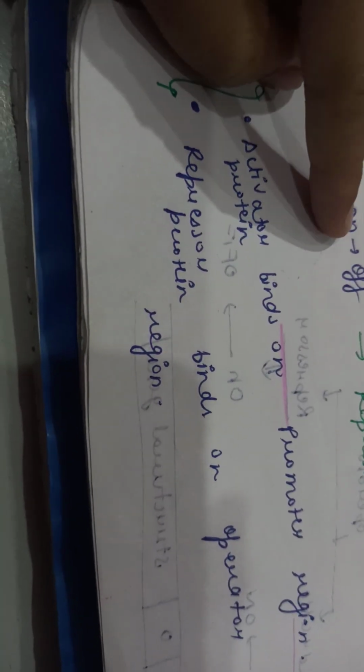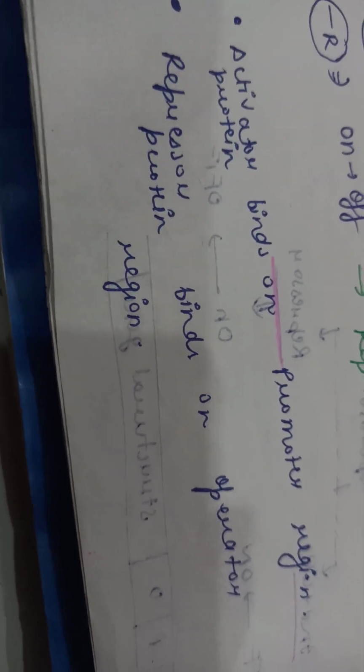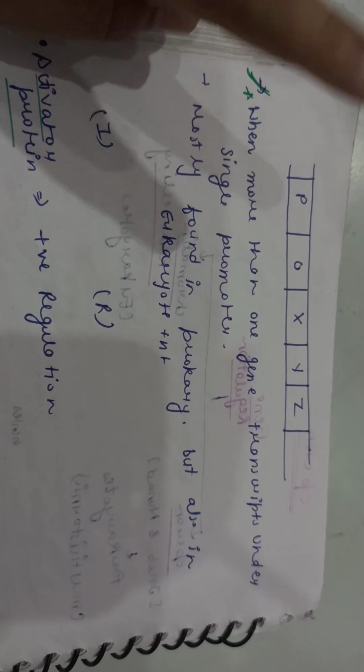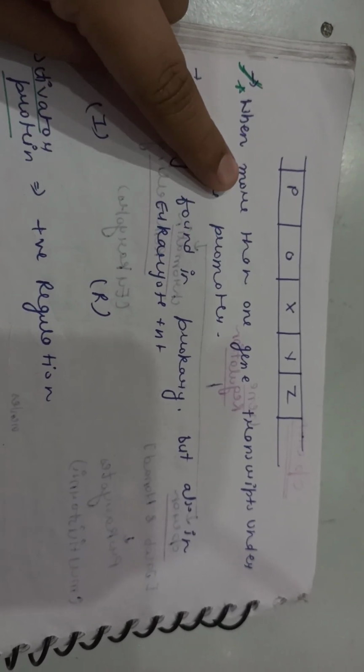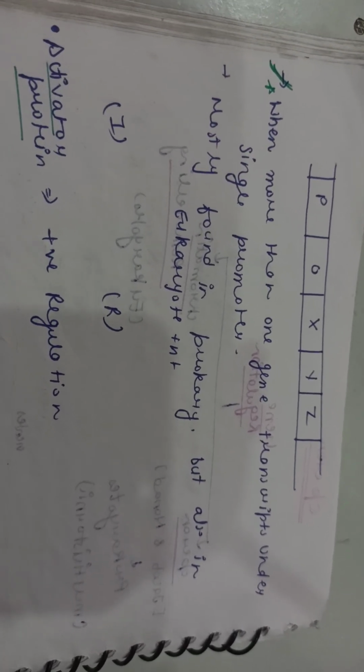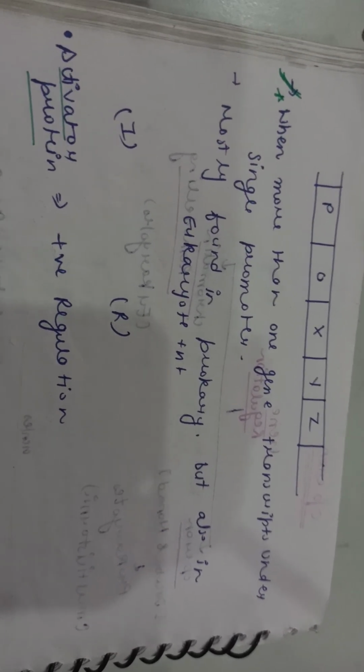Now a very important part is that if the protein is an activator, it will always bind to the promoter, and if the protein is a repressor, it will always bind to the operator. You need to remember this. If the protein is an activator, it will bind to the promoter. If the protein is a repressor, it will bind to the operator.